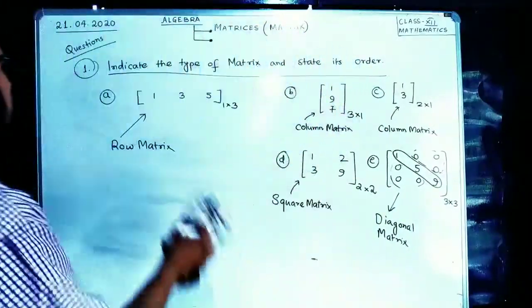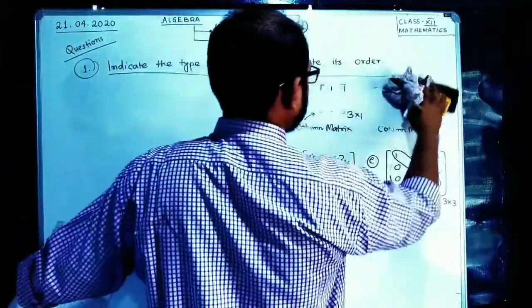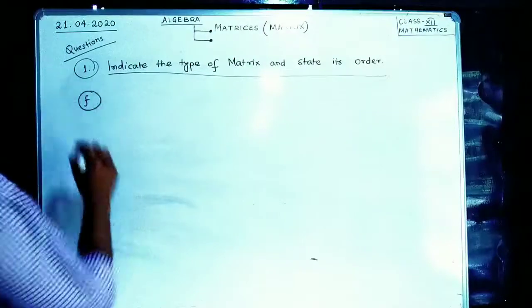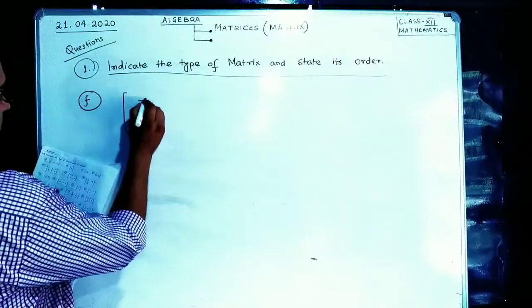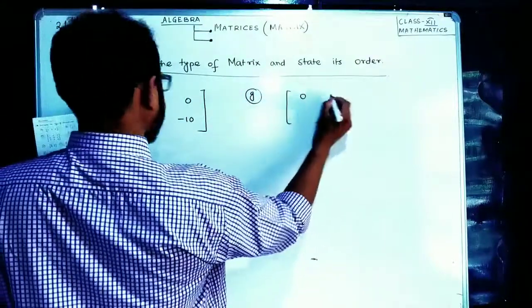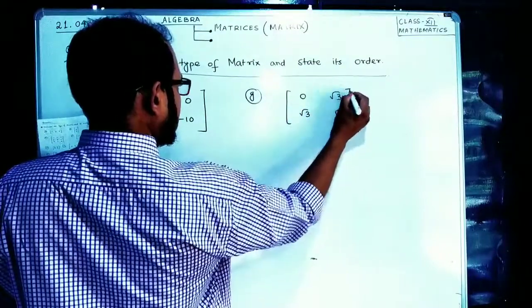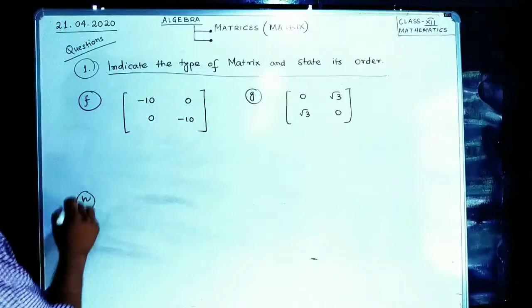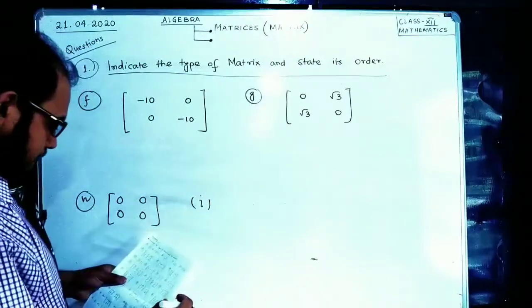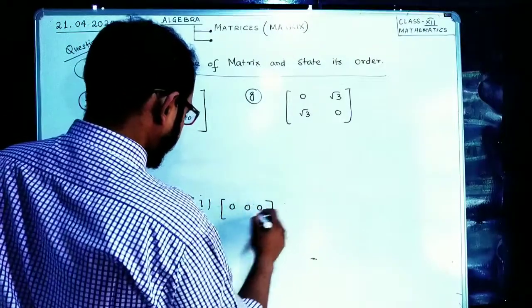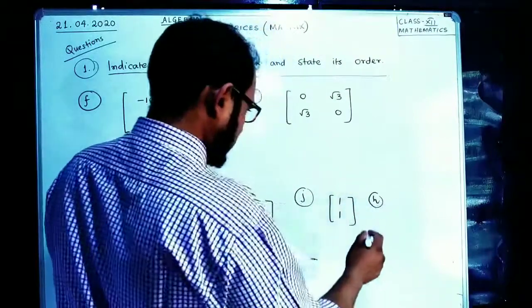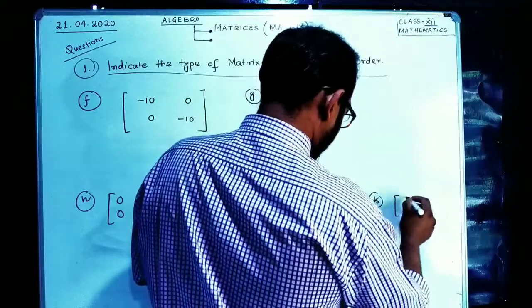Let me give you more examples. Minus 10, 0, 0, minus 10. 0, square root 3, square root 3, 0. H: 0 0 0 0. I: 0 0 0. 1 1. K: 1 0 0 1.